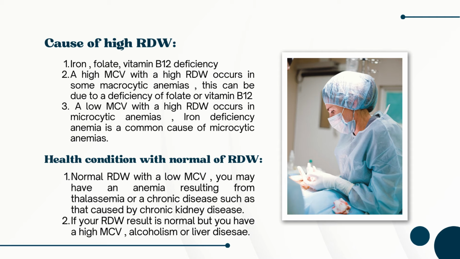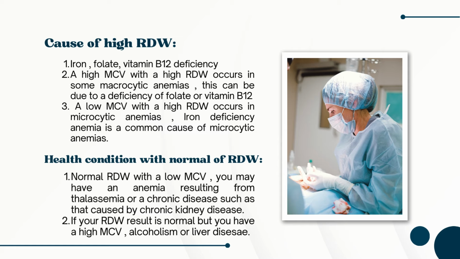Cause of high RDW. Number 1. Iron, folate, vitamin B12 deficiency. Number 2. A high MCV with a high RDW occurs in some macrocytic anemias. This can be due to a deficiency of folate or vitamin B12. Number 3. A low MCV with a high RDW occurs in microcytic anemias. Iron deficiency anemia is a common cause of microcytic anemias.